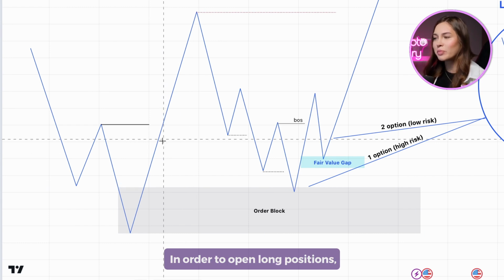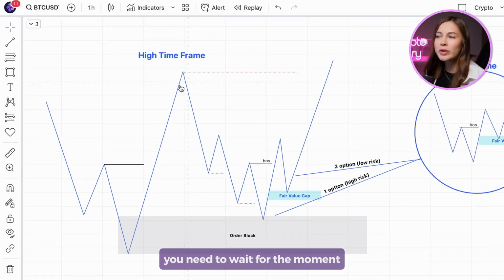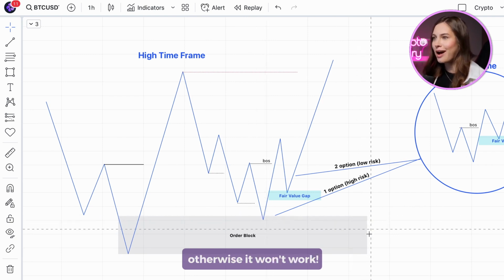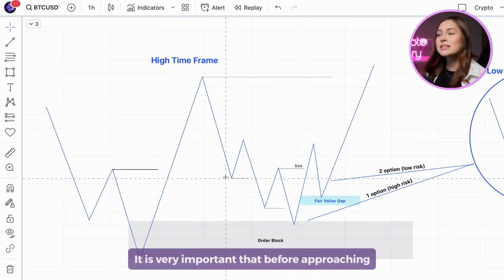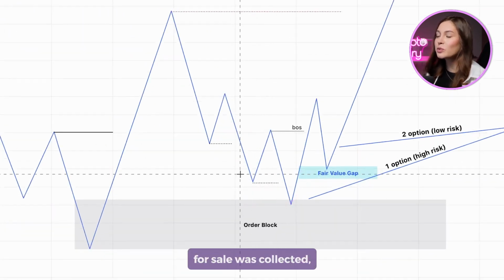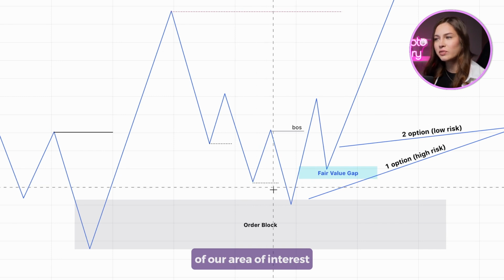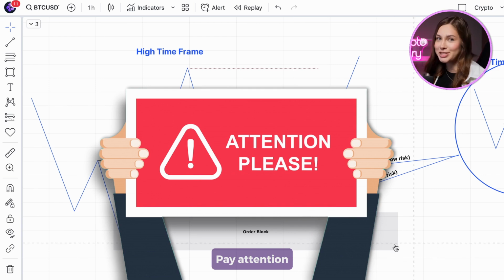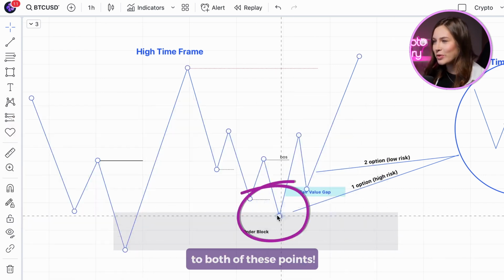In order to open all positions, you need to wait for the moment when the price returns to this area. And don't do it too soon, otherwise it won't work. It is very important that before approaching this area, local liquidity for sale was collected, and there was a test of our area of interest on the higher time frame. Pay attention to both of these points.